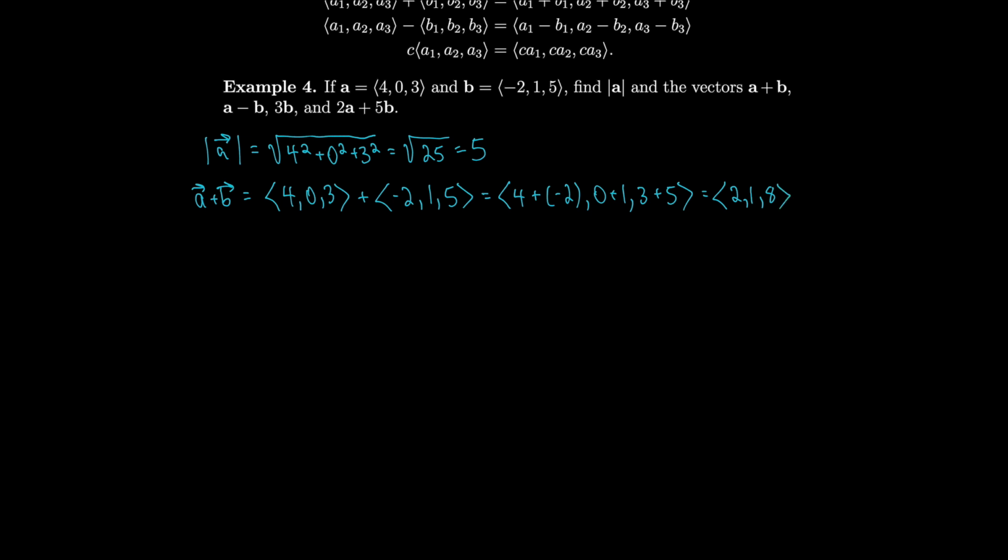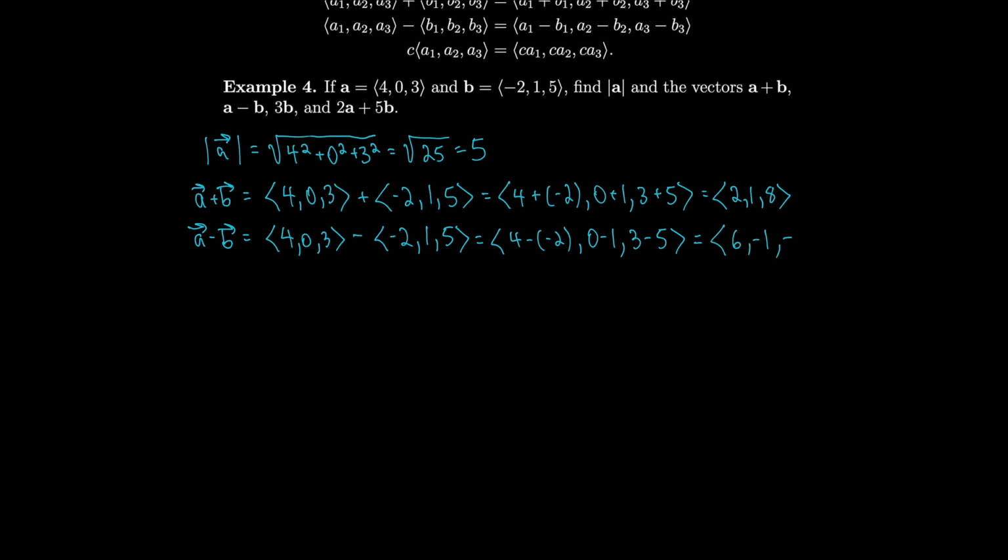Then for a minus b, that's just going to be 4, 0, 3 minus 2, 1, 5. Oh, minus -2, 1, 5. Okay, and that's 4 minus -2, 0 minus 1, and 3 minus 5, which is 6, -1, -2.